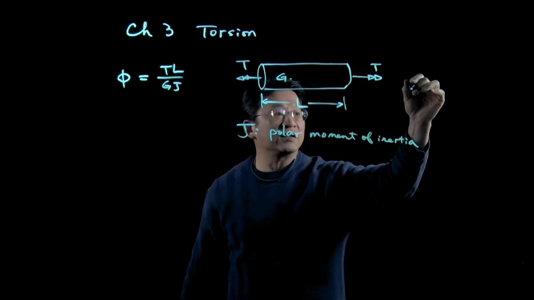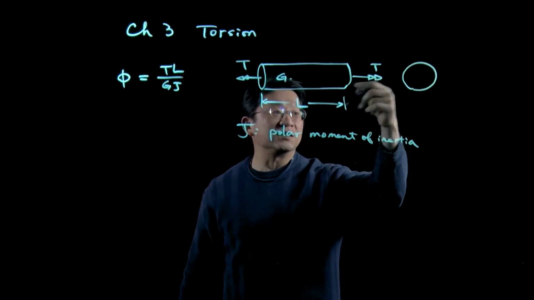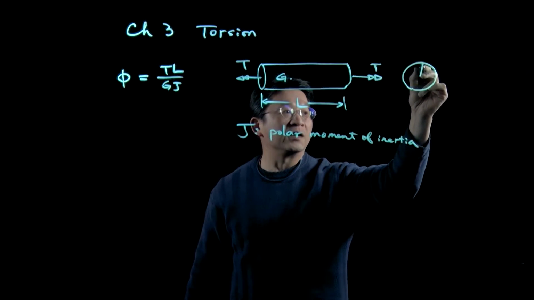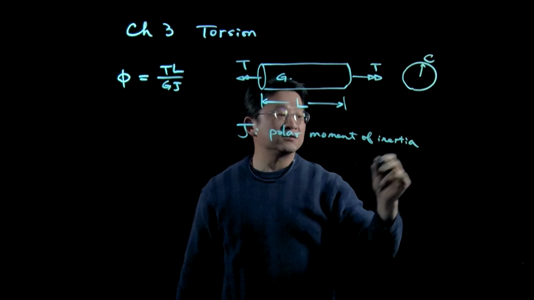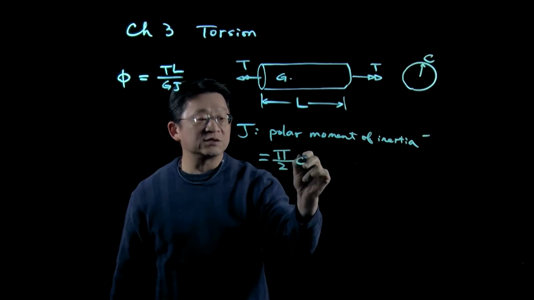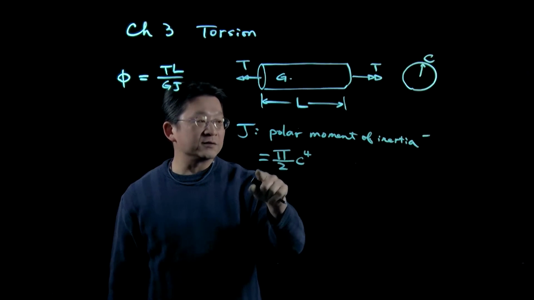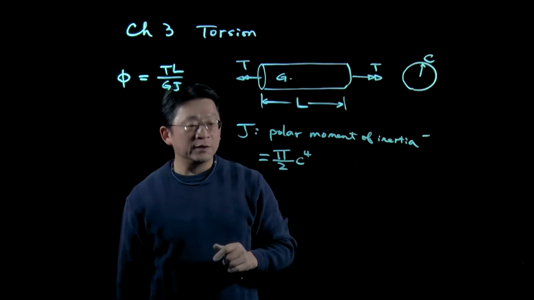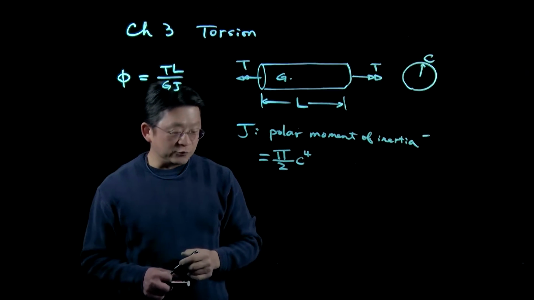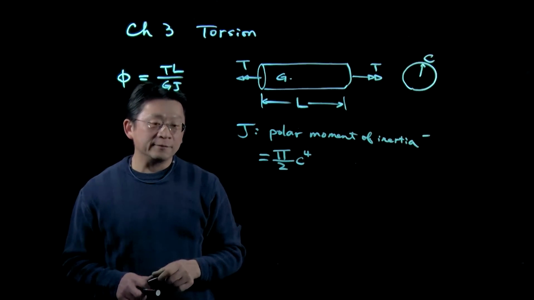And that depends on the dimensions of the cross-section. For example, if this is a circular cross-section with radius c, it can be described by pi over 2 times c to the 4th power. For other section types, you can refer to the details. This is a fundamental question here.